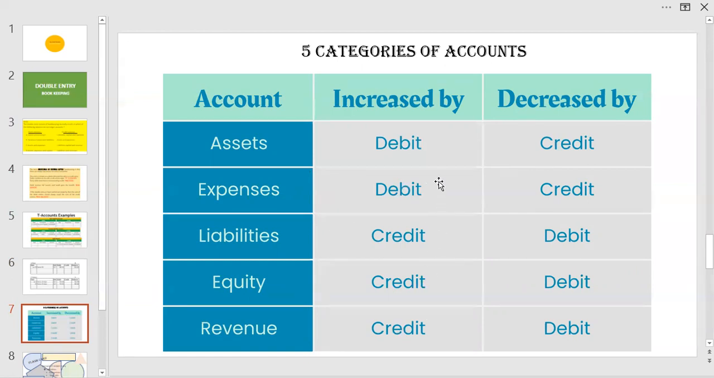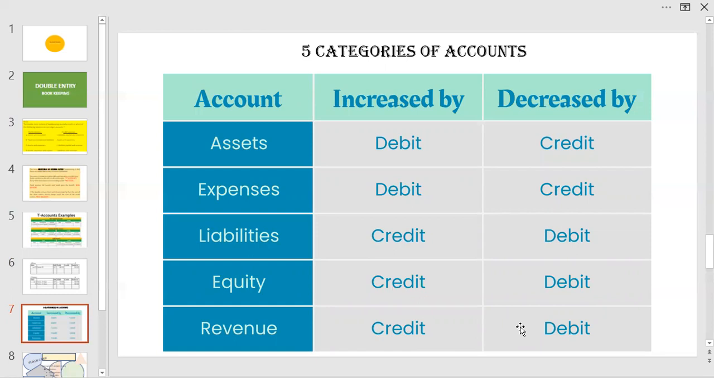As you see, in order to increase the balance of an asset, it has to be debited. To decrease it, it has to be credited. Similarly, expenses: to increase, debit; to decrease, credit. Same way with liabilities: to increase, it should be credit; decrease, debit. Equity, increase credit, decrease debit. Revenue, increase credit, decrease debit. This should always be in the minds of the students.